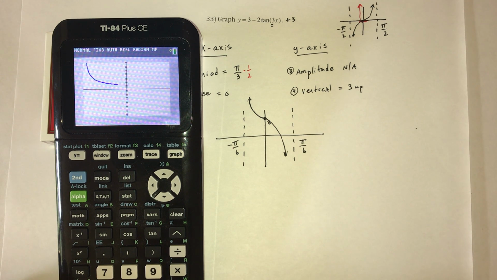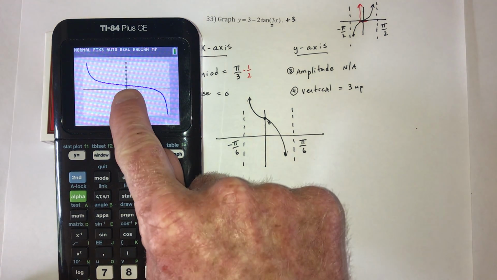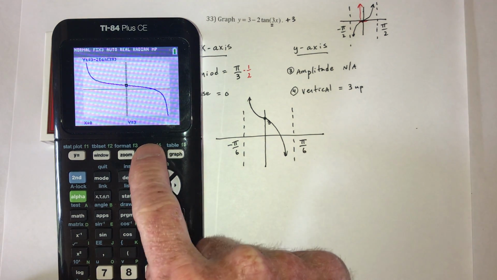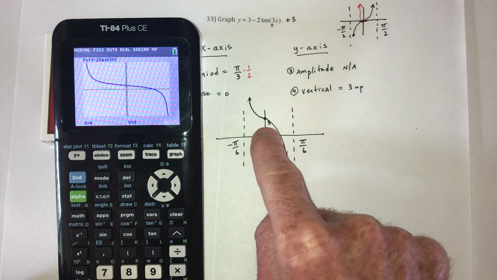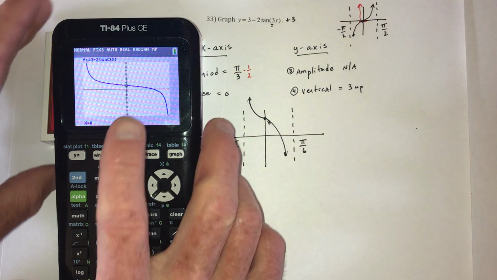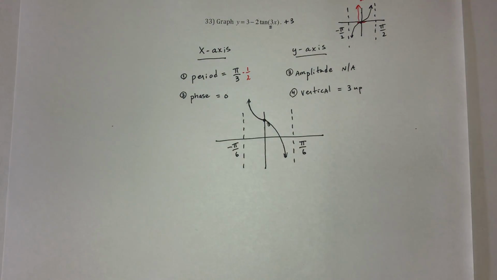And that is looking pretty similar to my graph. That point right there, if I go trace and plug in a 0, it says y equals 3, which is that 3 right there. So we're done with that one's graph.